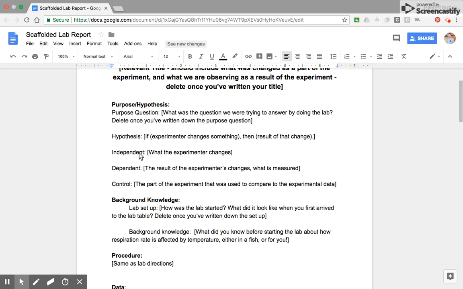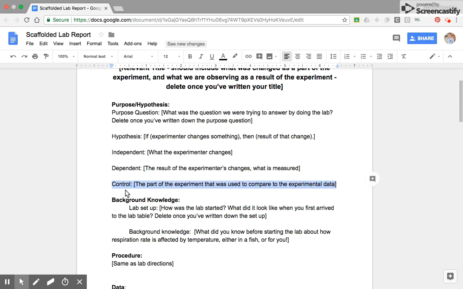So independent variable is what the experimenter is manipulating or changing. Your dependent variable is what you're measuring. So what are you trying to figure out? What are you recording in your data table? That's the dependent variable. This is one that kind of stumps a lot of students right here.